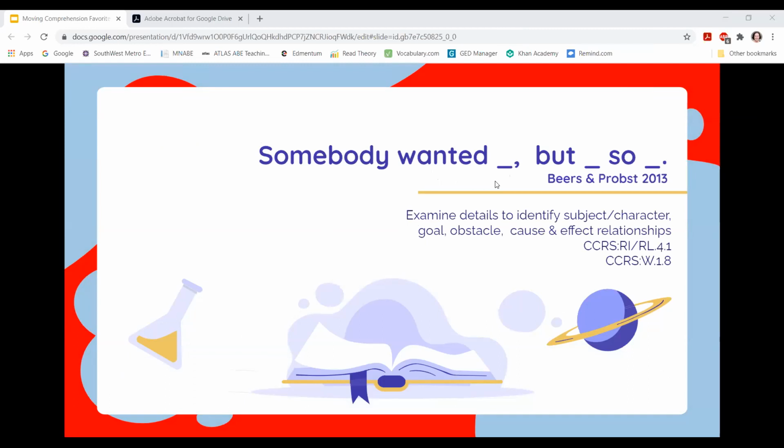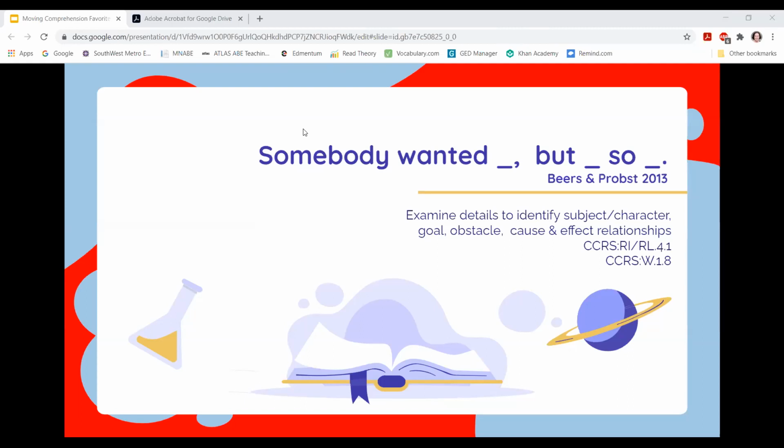When you're asking students to identify somebody, you're asking them to identify the subject or the main character of a piece of text. When you ask them to identify wanted, I'm sorry, that is to identify the character's goal, but gives us the obstacle and then so indicates a cause and effect relationship. So in that one sentence, we have actually 4 different thinking skills that we can address.